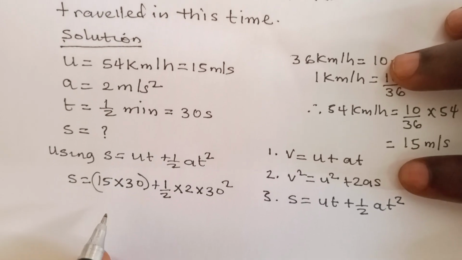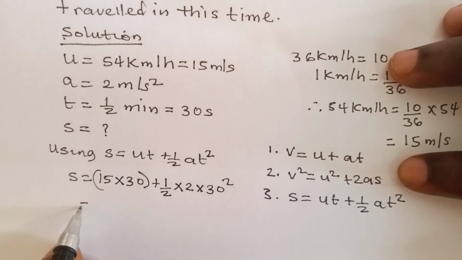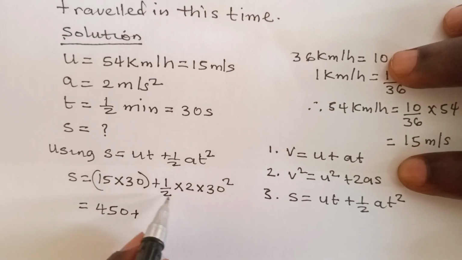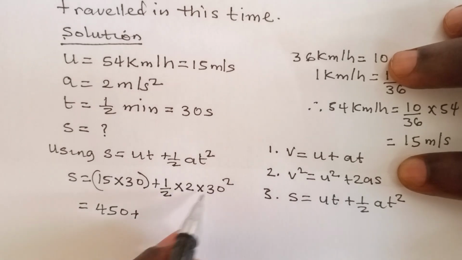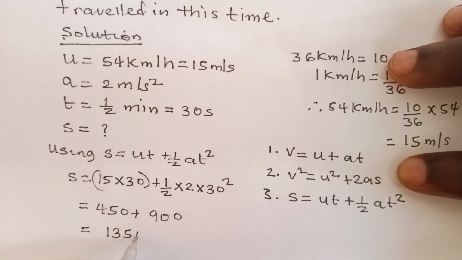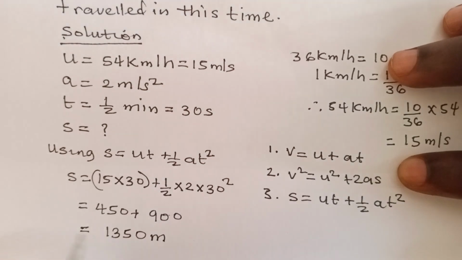Now, what is 15 times 30? 15 times 30 is 450. Then plus half multiplied by 2 will give me 1. And 1 times 30 squared is 900. So that's 900. Now, 450 plus 900 will give me 1,350 meters. So the distance covered by this train in this question is 1,350 meters.